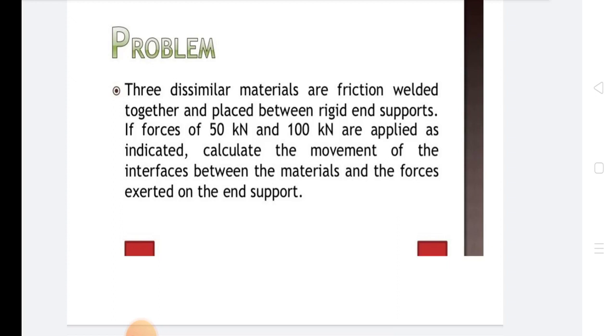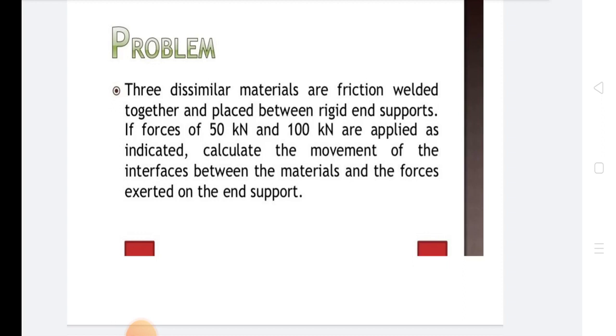So, let me repeat the steps again. Discretization of the given continuum. After this, selection of displacement model. After this, find the element stiffness matrix. After this, assembly of the global stiffness matrix. After this, apply boundary conditions, and after this, determine the unknown parameters. These are the steps. In this problem, only these steps are applied, then we get the solution of this problem.